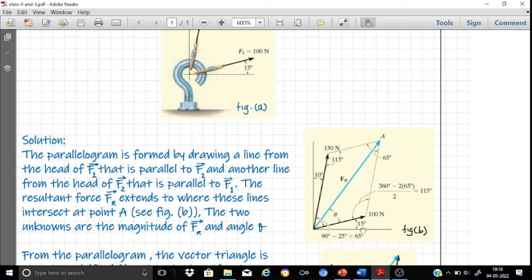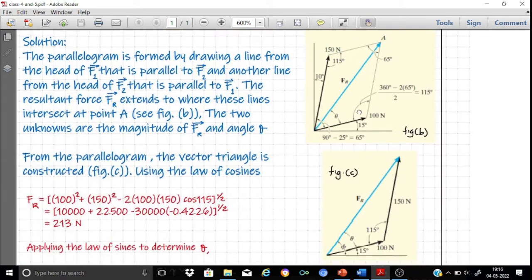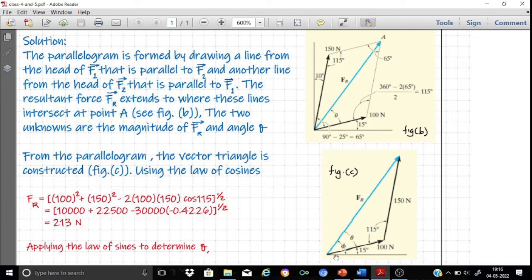Now it is very easy for us to construct a vector triangle from this parallelogram. Look here. In the vector triangle, we have to represent the two sides of the triangle by its components. For example, here I have drawn one side representing F1. That means the length of the side will be 100 units and it is inclined at 15 degrees. From the head of F1, I will start the tail of F2, so this side is parallel to F2 and the length of the side will be equal to the magnitude of F2, that is 150 Newton.